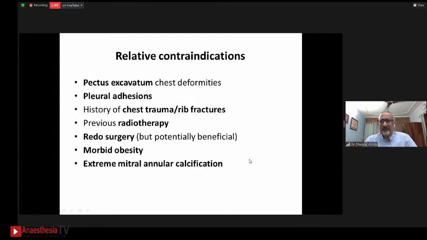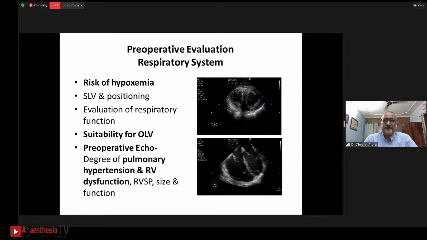Other contraindications, which are not all: extreme mitral annular calcification is again a contraindication for doing minimal invasive mitral surgery. Otherwise, other contraindications have already been described, like pectus excavatum, chest surgery, trauma, rib fractures, redo surgeries. Maybe in some redo surgeries, such as tricuspid redo surgery, we have to do minimal access surgery. Morbid obesity is a relative contraindication.